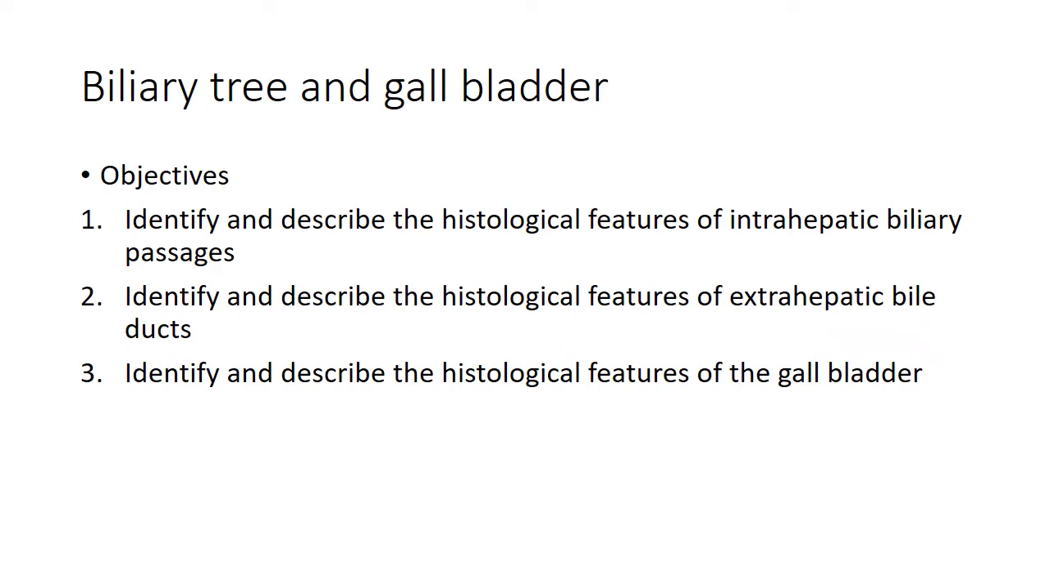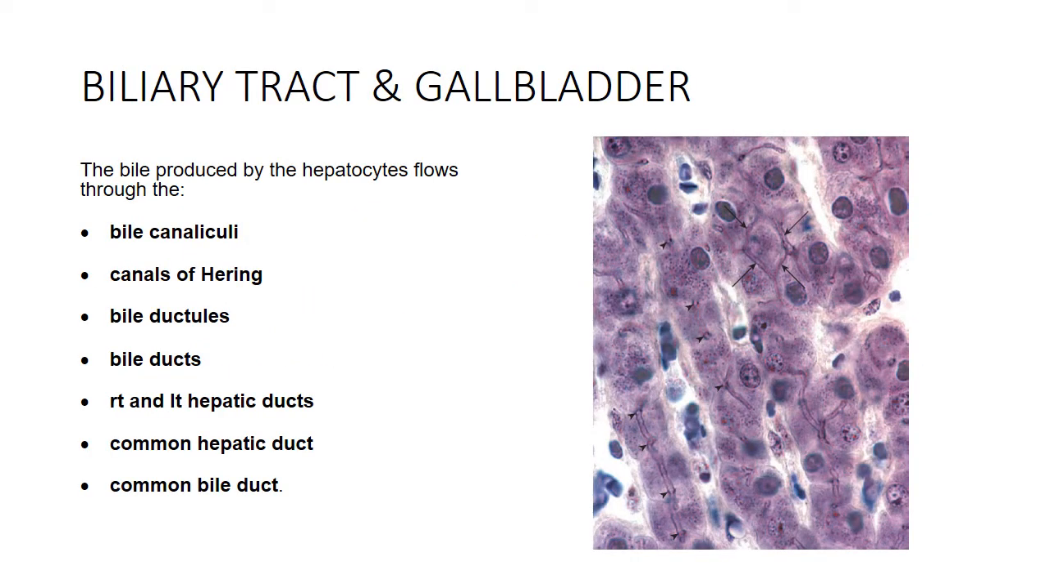We have three main objectives. The first one is to identify and describe the histological features of the intra-hepatic biliary passages, and we should identify and describe the histological features of extra-hepatic bile ducts, and finally we will discuss and describe the histological features of the gallbladder. As you know from the previous lecture, the bile is produced by hepatocytes.